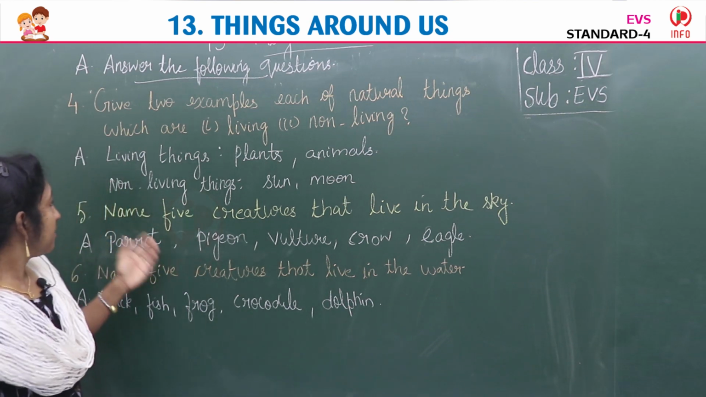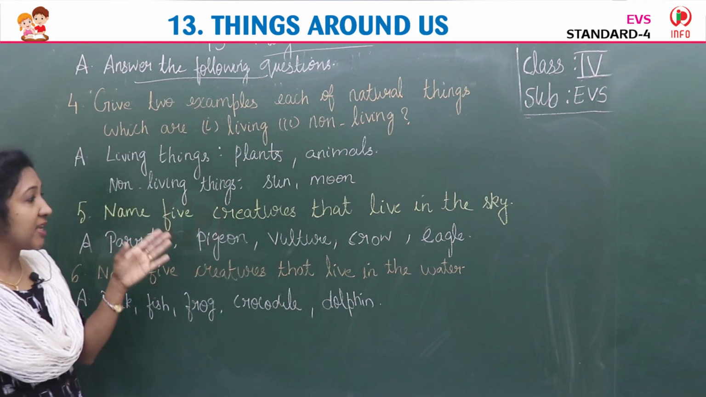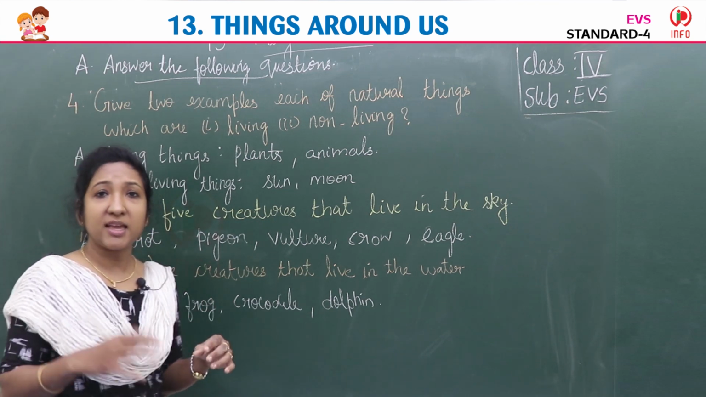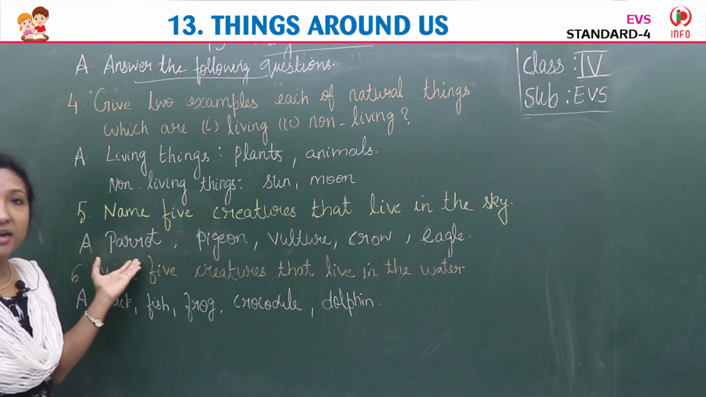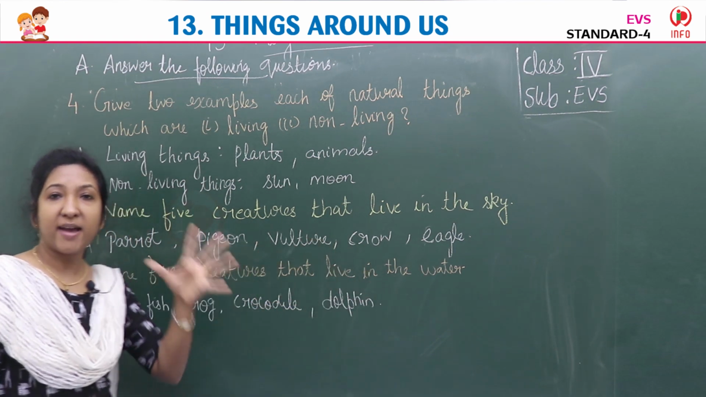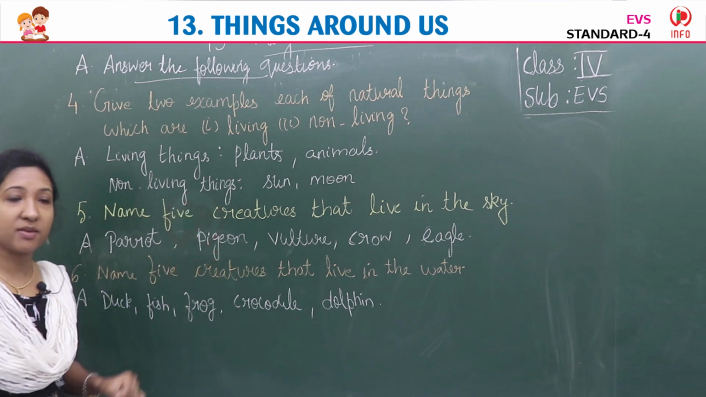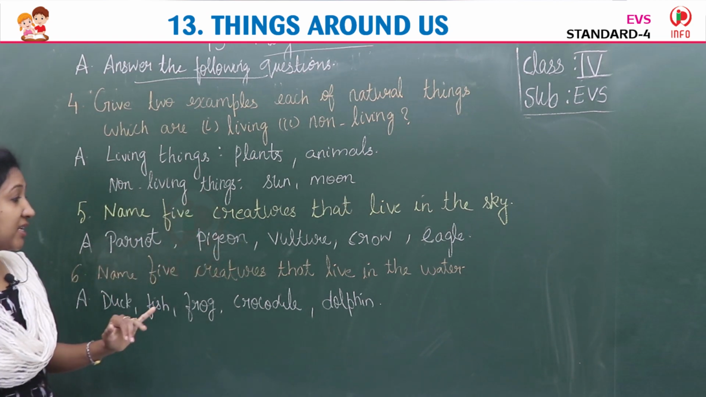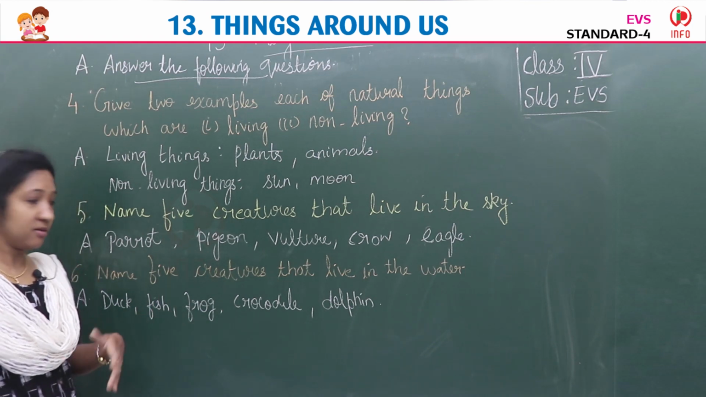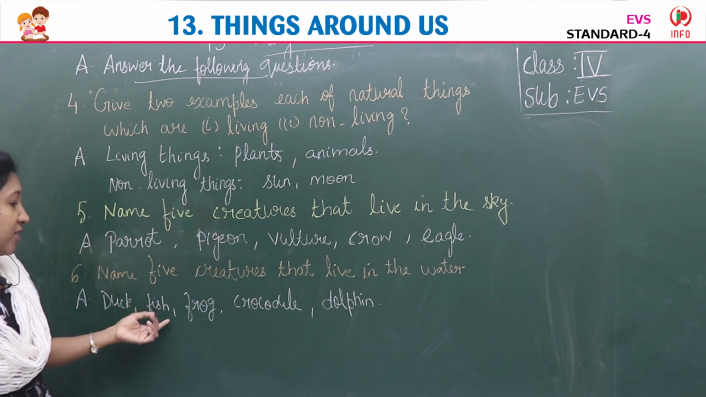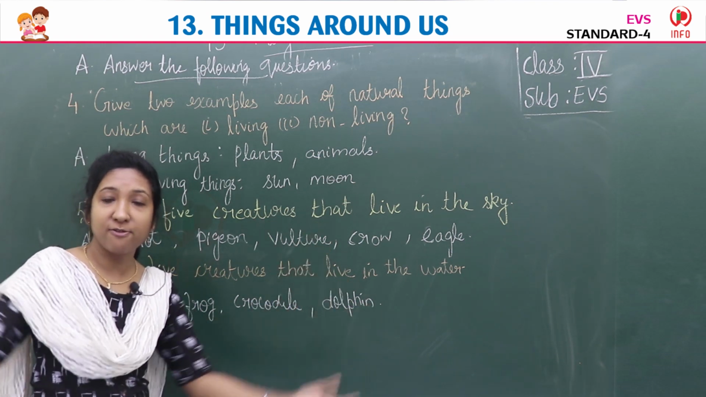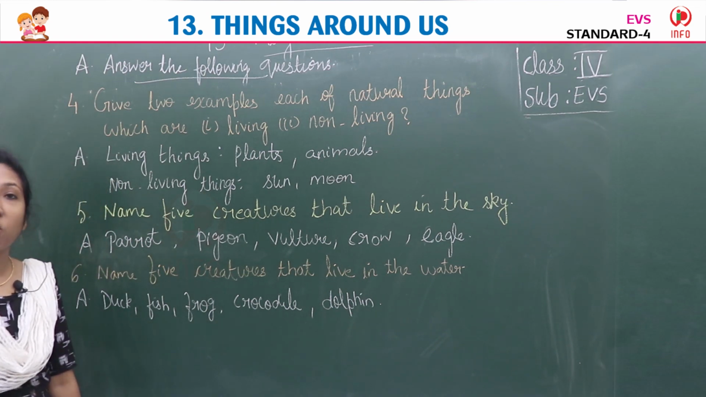Okay. The fifth question, name 5 creatures that live in the sky. Just tell the creatures living in the sky. Any 5. You can write parrot, pigeon, vulture, crow, eagle. 5 creatures that live in the sky, isn't it? Sixth one, name 5 creatures that live in the water. Creatures that live in water, that you know. The answer: duck, fish, frog, crocodile, dolphin. The big fish you have seen are dolphins. They are the creatures that live in water.